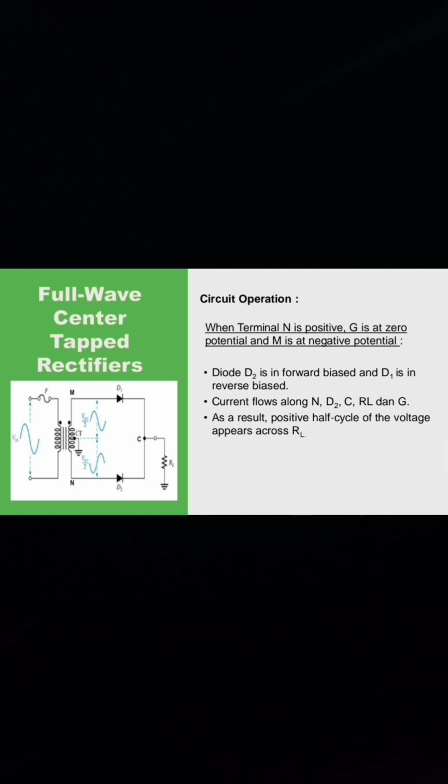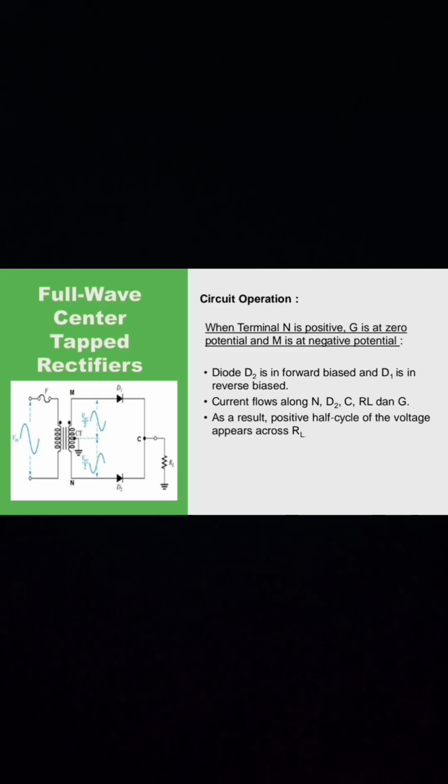After that, when terminal N is positive, G is at zero potential and M is at negative potential. Diode D2 is forward biased and D1 is reverse biased. Current flows along N, D2, C, RL and G. As a result, positive half cycle of the voltage appears across RL.